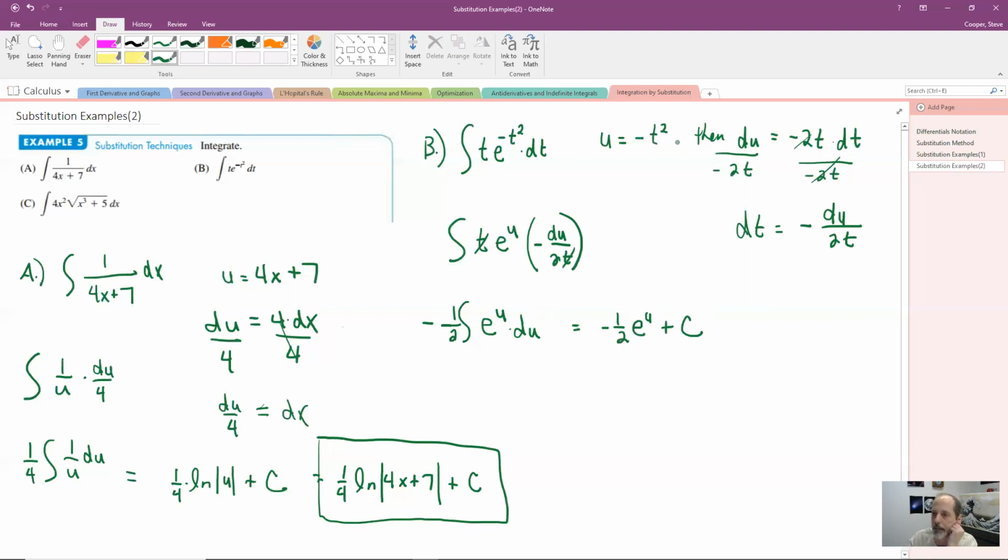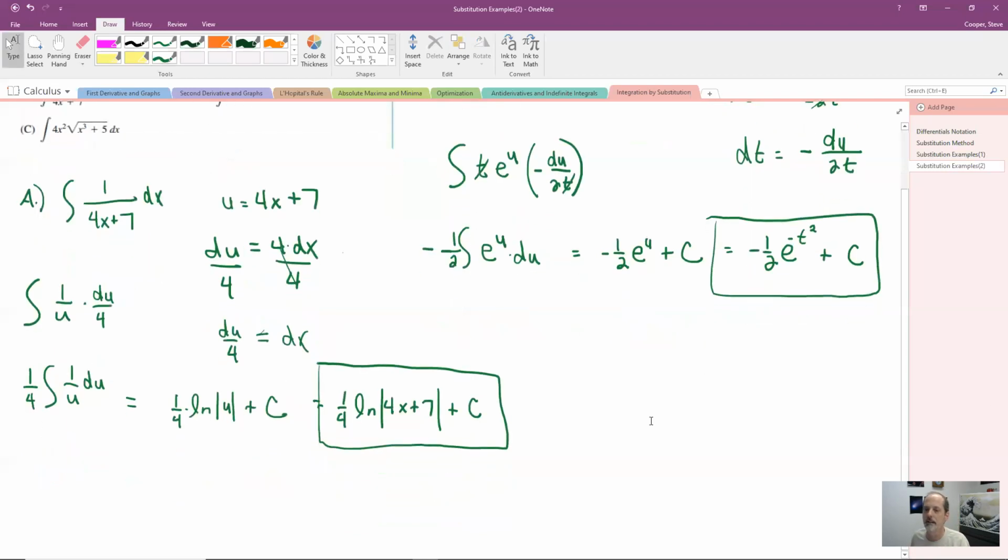So all I have to do is back substitute our u part in, and we get negative 1/2 e to the negative t squared plus c. All right, I didn't do a great job of leaving room for part C, but let's see if I can squeeze it in.